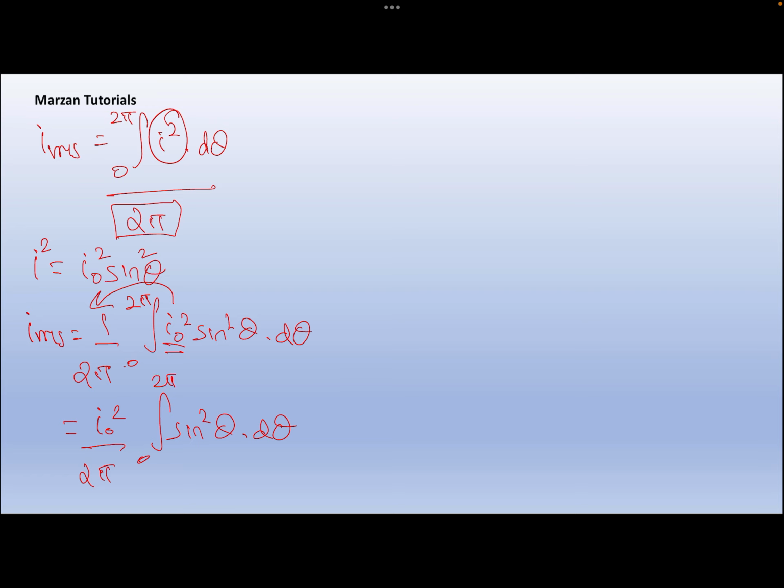Fine. So for solving the sine square integration, we'll be using the double angle formula. Now what is the double angle formula? The double angle formula states that 1 minus cos 2 theta is equal to 2 sine square theta. We have done this formula in the logbook many times. So keep this 2 on this side, so it will become 1 minus cos 2 theta upon 2 is equal to sine square theta. Understood?